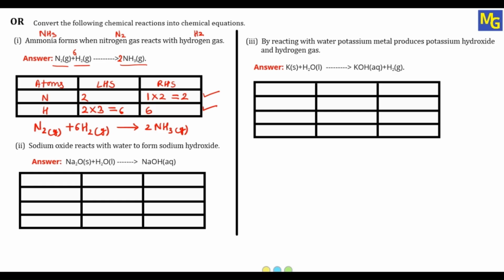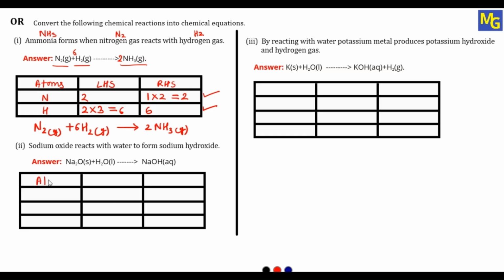The second one is sodium oxide reacts with water to form sodium hydroxide. So sodium oxide reacts with water, means these two are our reactant and sodium hydroxide is our product. So write down the symbols of this formula. Sodium oxide is nothing but Na2O, water is H2O, and sodium hydroxide is NaOH. Now we have to balance it. So write down here atoms.